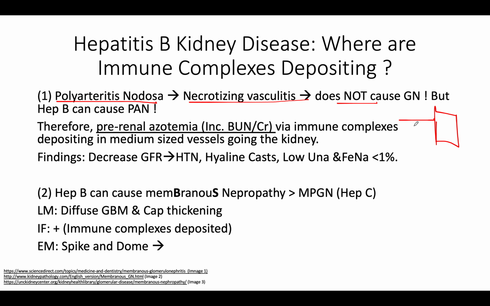If the immune complexes deposit in the medium-sized blood vessel, as we just discussed in polyarteritis nodosa, you get a pre-renal azotemia. However, we do remember that hepatitis B can cause a membranous nephropathy. A membranous nephropathy. It causes nephrotic syndrome. And I like to just capitalize these two things right here. Okay, the B and membranous reminds me that hepatitis B is a cause of membranous nephropathy, and the S we'll get through here in a second. And just as a contrast, hepatitis C is more commonly associated with MPGN. Okay, just to keep that straight.